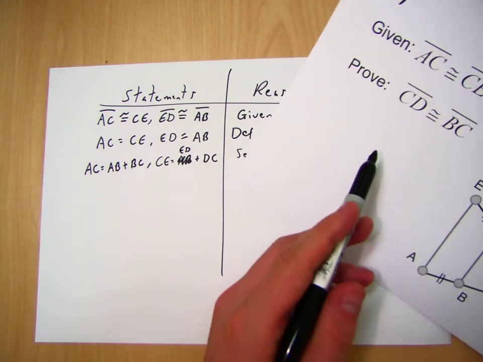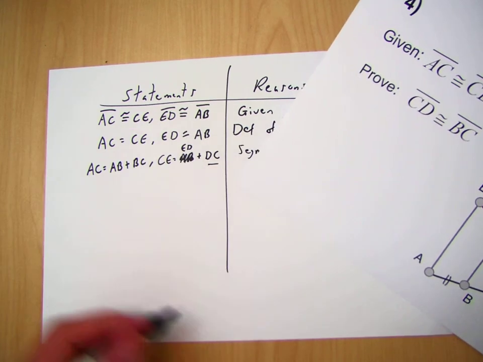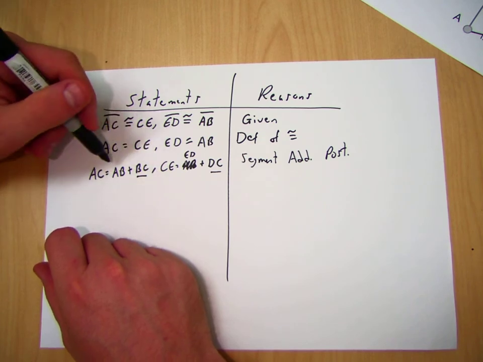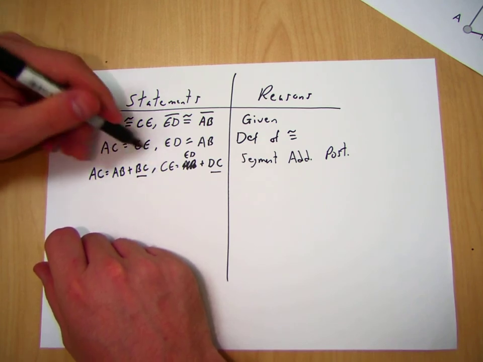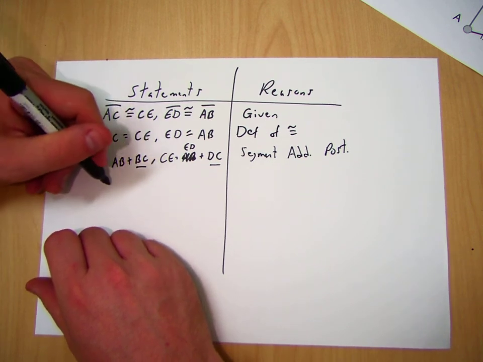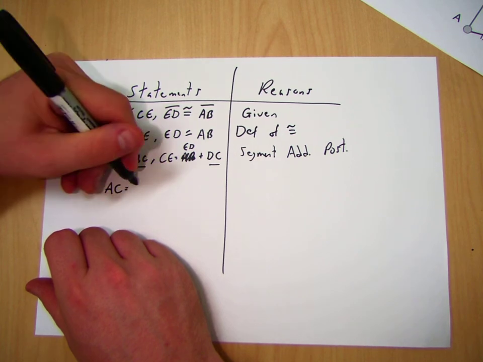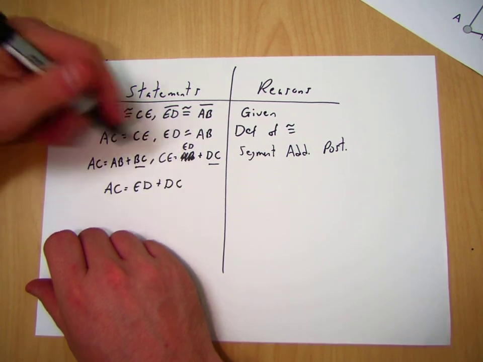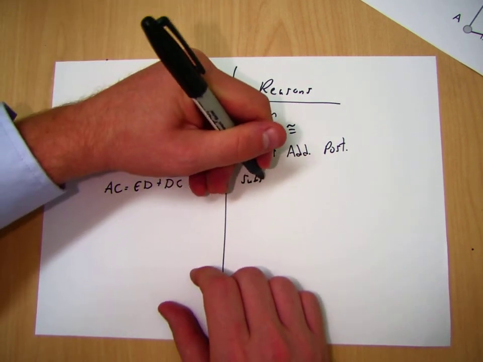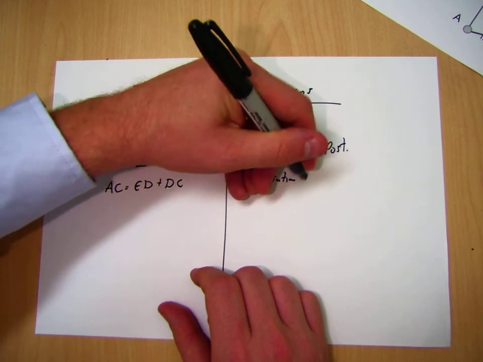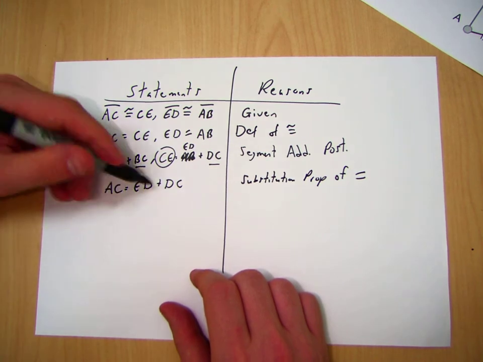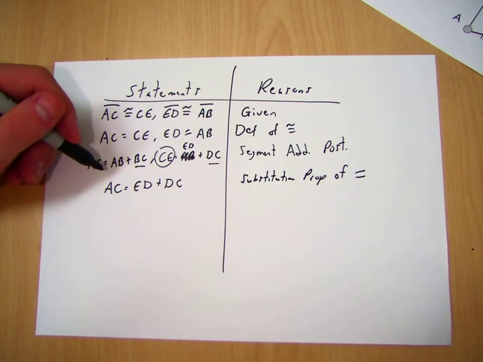I ultimately have to get CD, or this one right here. There's CD, and here's BC. So I know those two. What else do I know here? Well, I know that CE is equal to AC. Because these are equal, I can in fact set AC equal to ED plus DC, because I can substitute AC instead of CE. And that's the substitution property of equality.